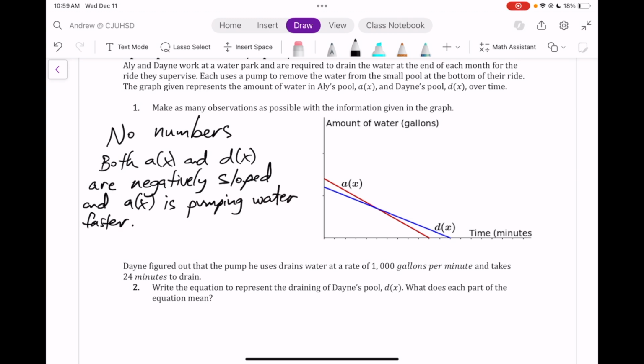A couple other things that you might notice, at some point in time, both pools are going to have the same amount of water in them. There is a point of intersection. You're going to notice Dane's pool has more water initially. Allie has more water initially than Dane, but Allie finishes first.